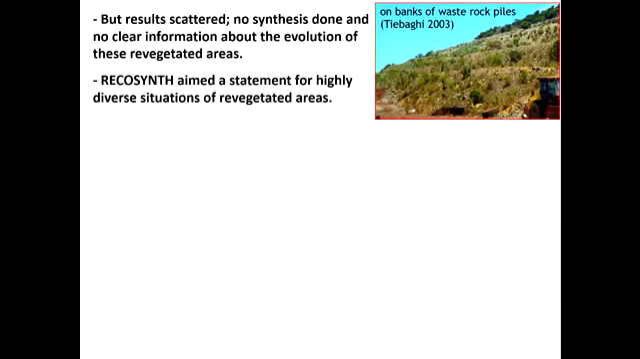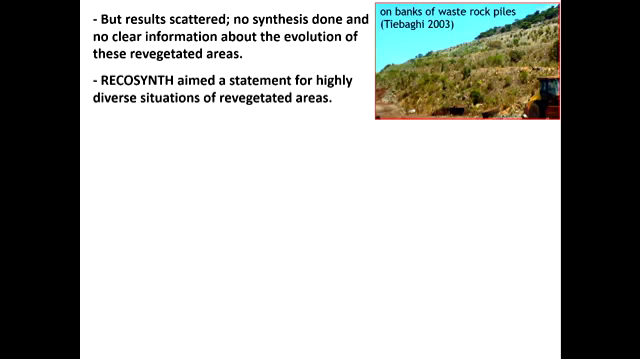The results were very scattered, and there was no synthesis done and no clear information about the evolution of these vegetated areas. The Reconsent project aimed at the statement of highly diverse situations of vegetated areas. Here we have some examples.